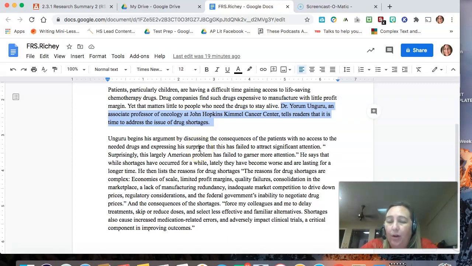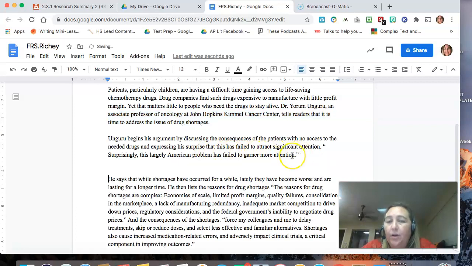So from my article, I say that he begins his argument by discussing the consequences of the patients with no access to needed drugs and expresses his surprise that this has failed to attract significant attention. Quote, "Surprisingly, this largely American problem has failed to garner more attention." So right here, I'm introducing the quote and then I'm saying the same exact thing in the quote. So a better way to do it would be to combine these two thoughts.